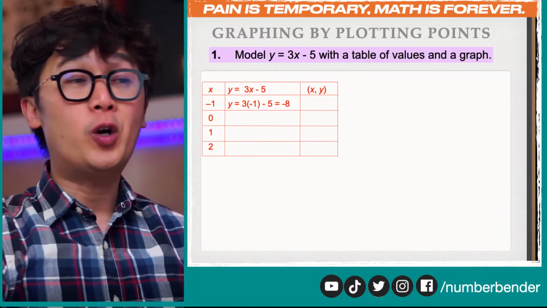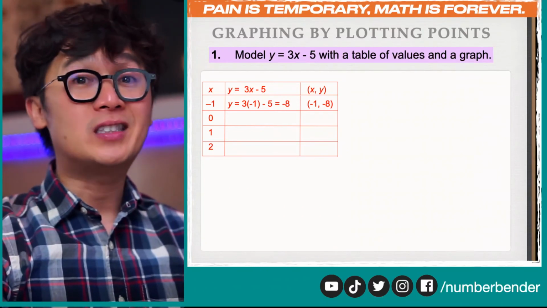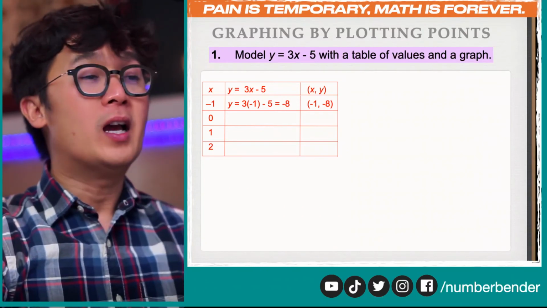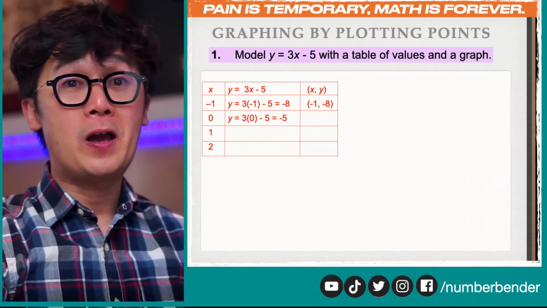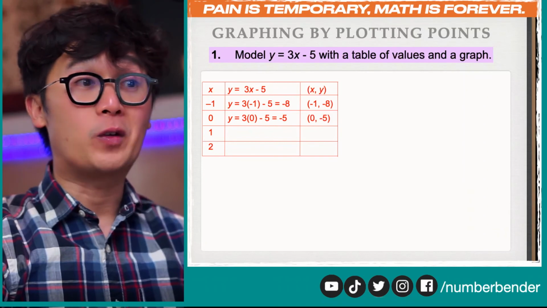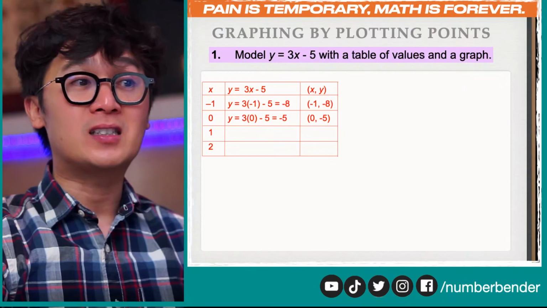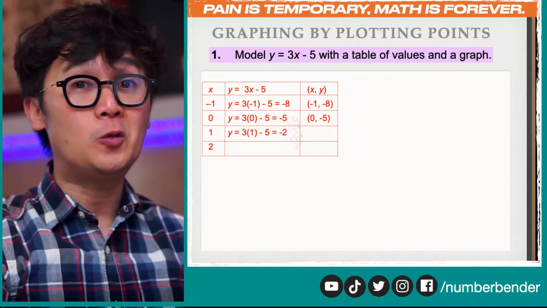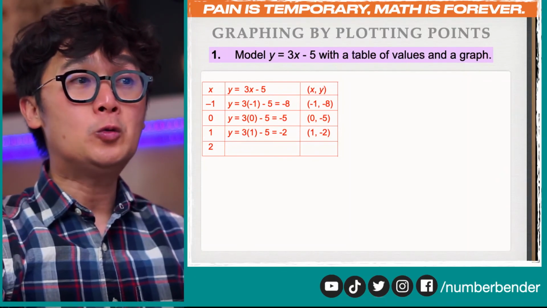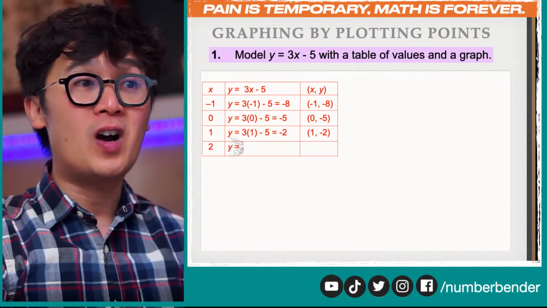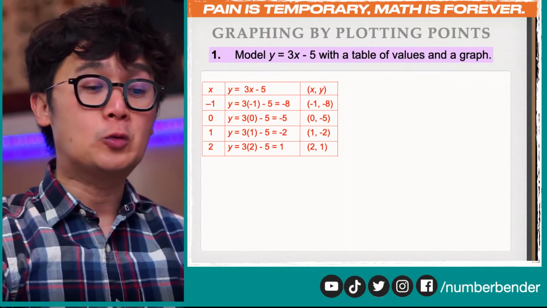So our first ordered pair would be negative 1 and negative 8. And if we continue, if x is equal to 0, y is going to be equal to negative 5, because 3 times 0 is 0, and 0 minus 5 is negative 5. So we have 0 and negative 5. And if x is equal to 1, 3 times 1 is 3, minus 5 is equal to negative 2. So we have 1 and negative 2. And if we have x is equal to 2, 3 times 2 is 6, minus 5 is going to give us 1. So our last ordered pair would be 2 and 1.